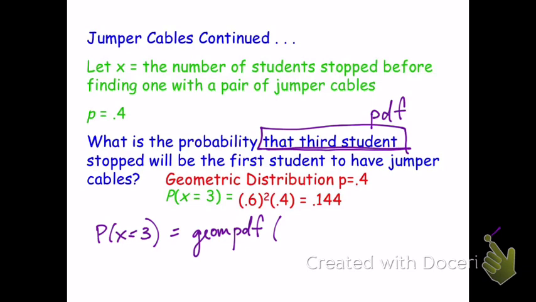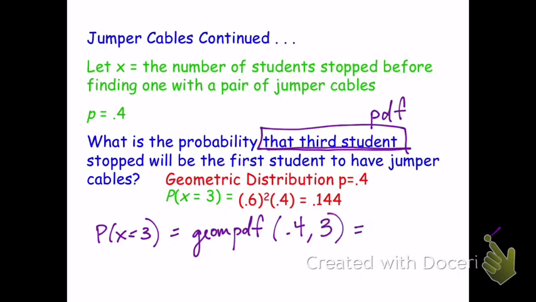You scroll down. It's E. 2nd VARS, E. And then it's going to prompt you to put in the probability. Then it's going to prompt you to put in the x value. So in this case, it's saying the third. So you would put in 0.4, comma, 3.